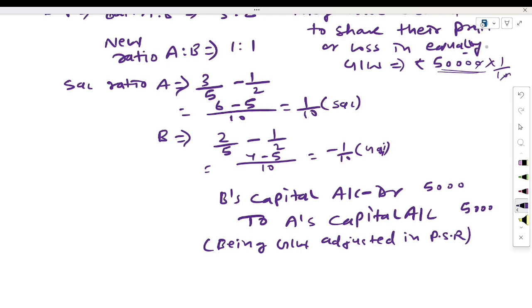Sometimes in the question, what would happen? The value of goodwill will not be given. If the value of goodwill is not given, then first of all we will have to calculate the value of goodwill. Then after that we will have to make the adjustment entry.